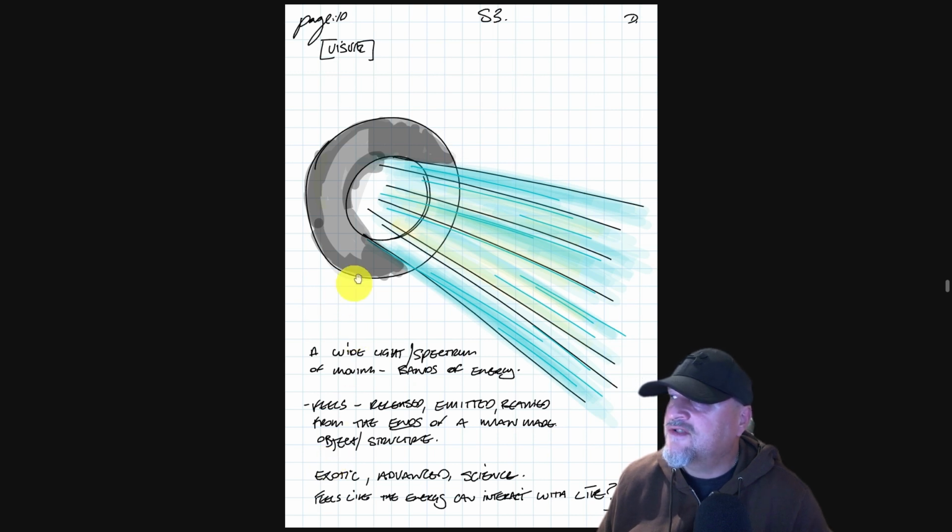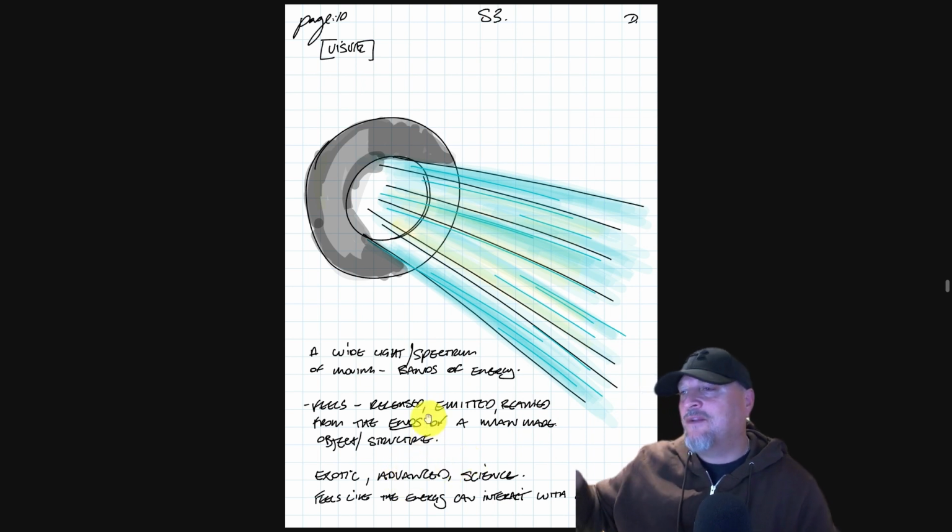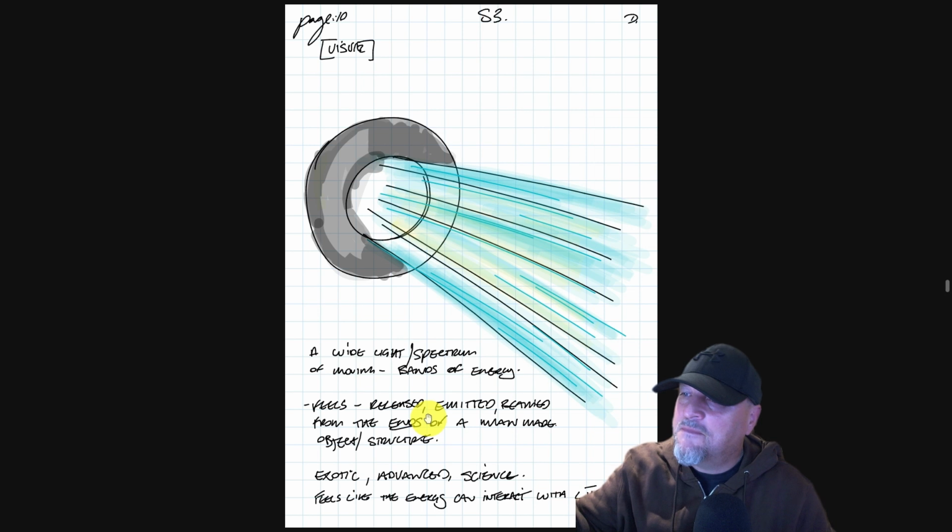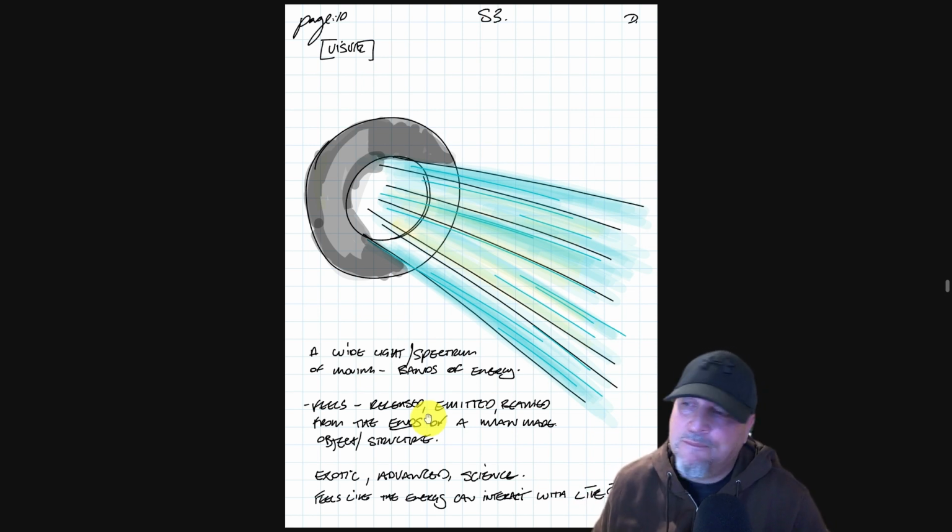Moving on here to a visual. So here's a visual of some kind of structured object with a wide spectrum of moving bands of energy. Feels released or emitted or beamed from the ends of a man-made object. So I feel like this is an object that's kind of almost like pushing out an energy, maybe like a laser, maser kind of weapon, but everything's man-made in exotic advanced science.